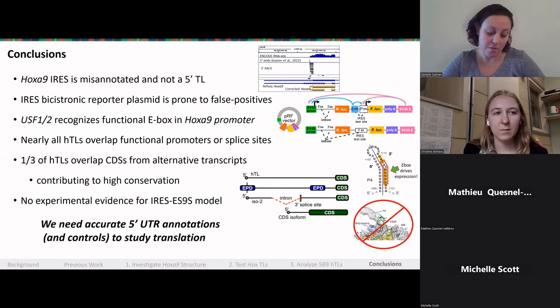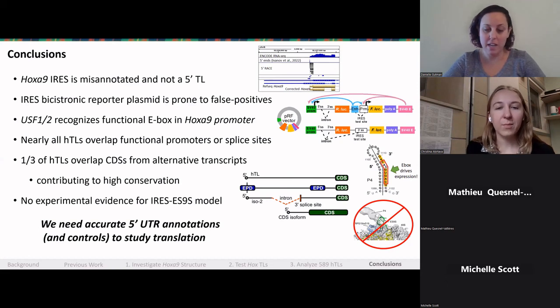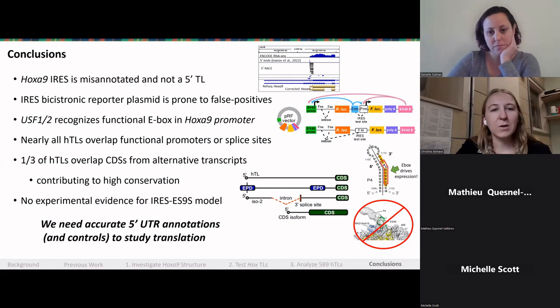I have a few questions. You were looking at the 589 hyperconserved transcript leaders. Are you looking for more of those misannotated genes? No, I only looked at the 589 group, but I'm sure that there are other misannotated transcript leaders, and it's very important, I think, that we try to fix those genome annotations.